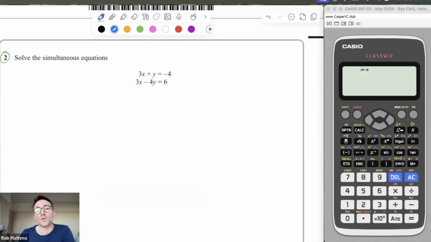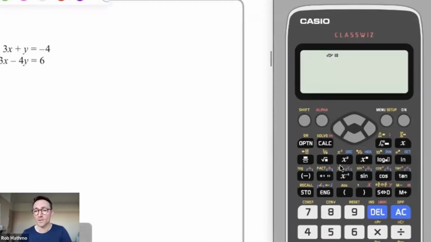I just want to show you there are so many things you can do on your calculator that you will not have been taught at school. This is a great example, this question, of how you can just use your calculator to get the answers. In an exam, you might get to a question like this. It's a 3-mark question, and your calculator can literally tell you the answer. I'm going to show you how to do it.